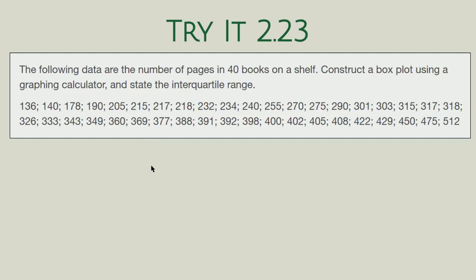I'd like you to try one on your own. You've been given a data set that represents the number of pages in 40 books on a shelf, and you've been asked to construct a box plot. It says using a graphing calculator, which you don't need, but you do need that graphing calculator to find your 5-number summary, and then state that interquartile range. So go ahead and pause the video really quick, grab your graphing calculator and find that 5-number summary, and then sketch a quick box plot.